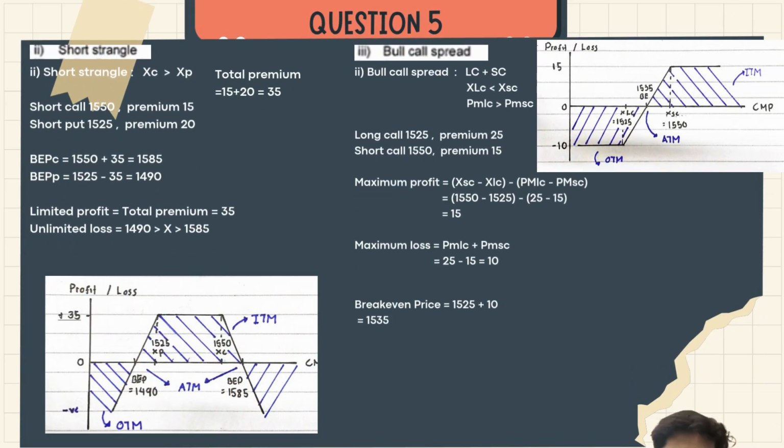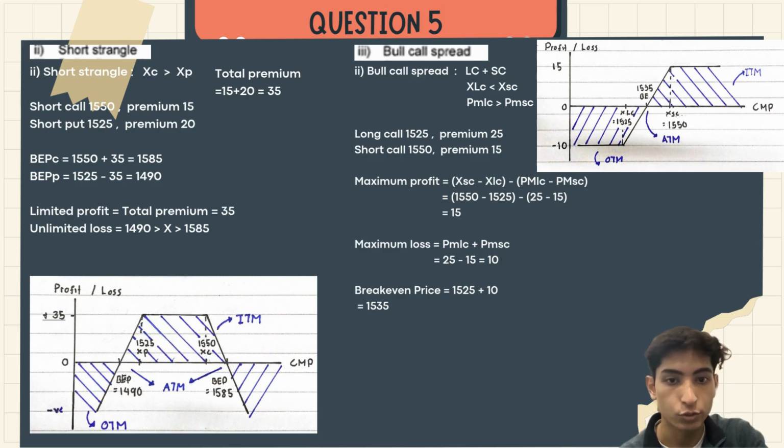For the next strategy, the short strangle. For the short strangle strategy, we sell one put option at strike price 1525 and sell a call option at the strike price 1550. The premium received from the put is 20 and the premium received from the call is 15. So the total premium is 35. The break even is 1490 and 1585.